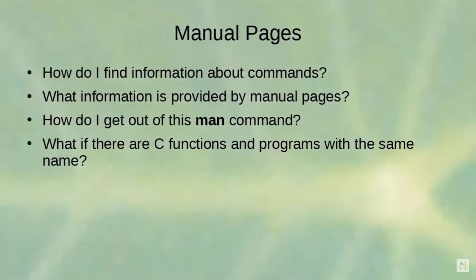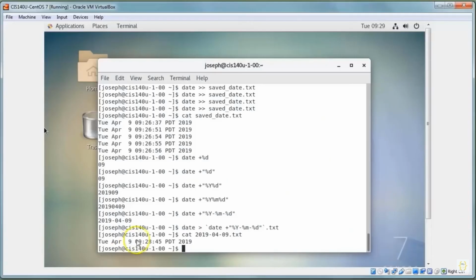Manual pages. How do I find information about commands? What command or what information is provided by manual pages? How do I get out of this man command? And what if there are C functions and programs with the same name? Well, what if I want to know how to use that date command? I just used it, it worked.